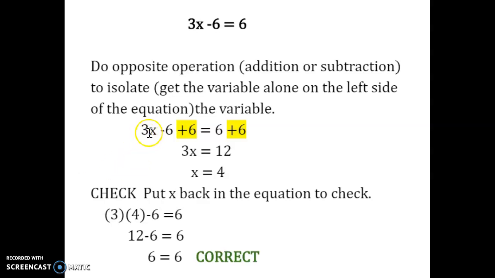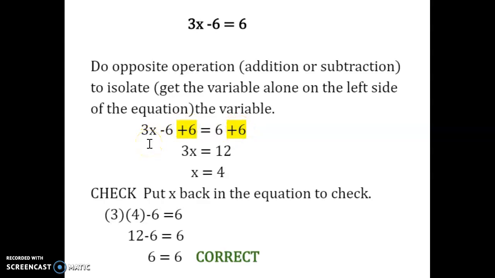Let's look at what we did here. 3x minus 6 equals 6. We noticed, just like we did in the previous problems, that this is a subtraction problem. Because it's a subtraction problem, we have to add on both sides of the equation. 3x minus 6 plus 6 equals 6 plus 6. The reason we have a plus 6 on this side as well as this side is because our rule of algebra is what you do to one side of the equation, you must do to the other.